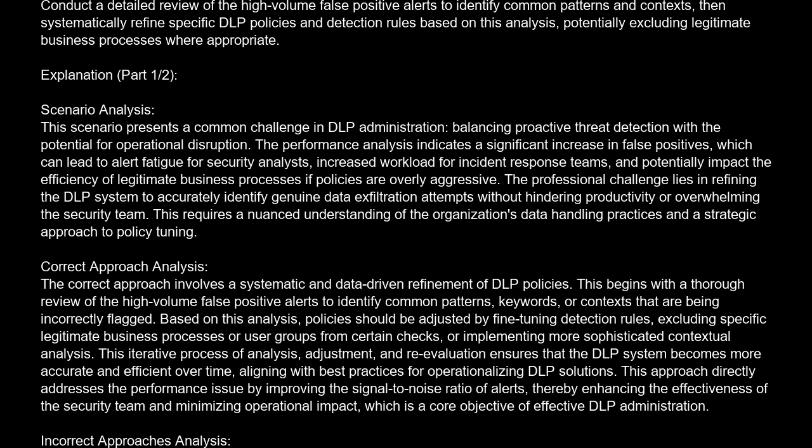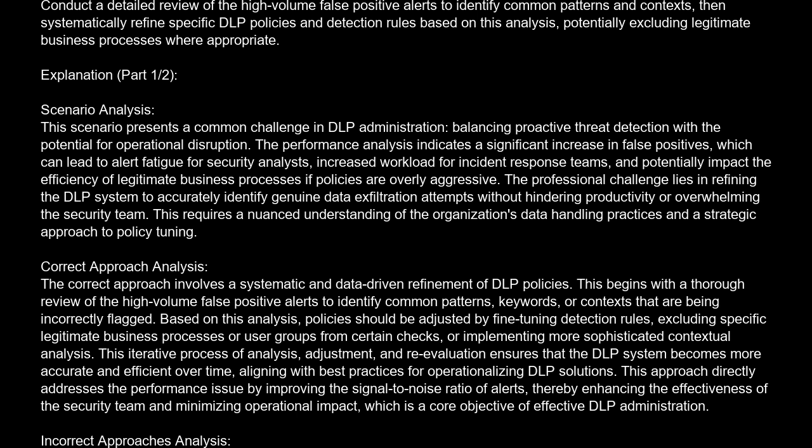The correct answer is B. Conduct a detailed review of the high-volume, false positive alerts to identify common patterns and contexts, then systematically refine specific DLP policies and detection rules based on this analysis, potentially excluding legitimate business processes where appropriate.